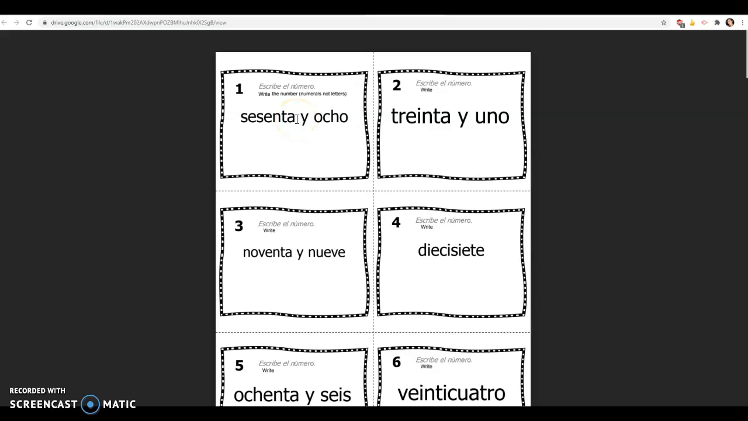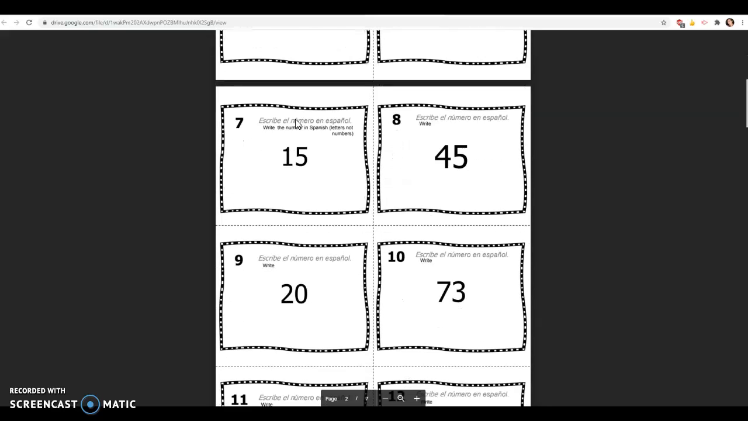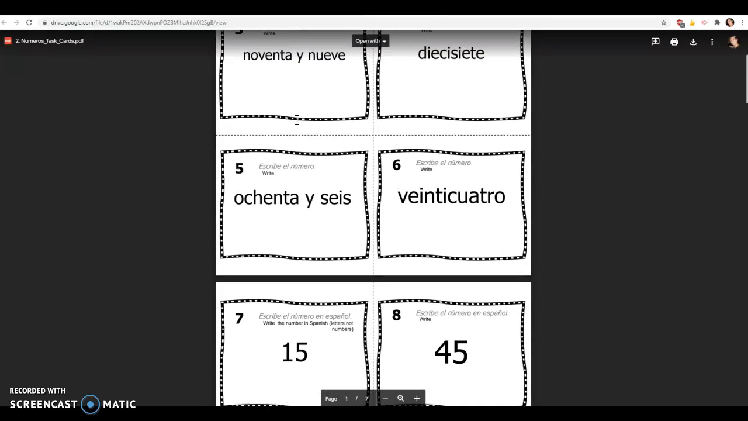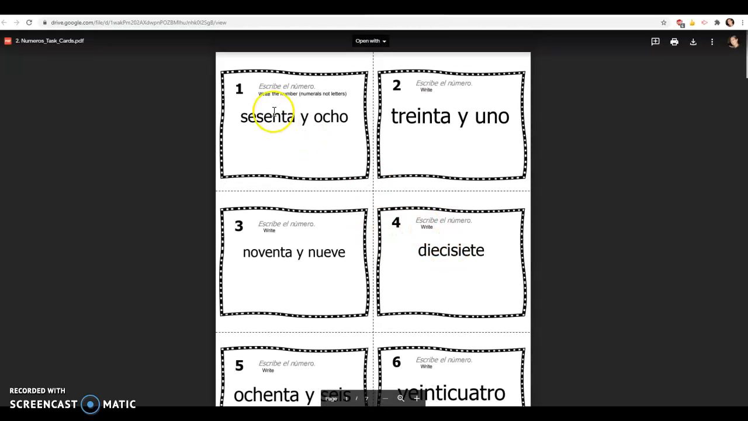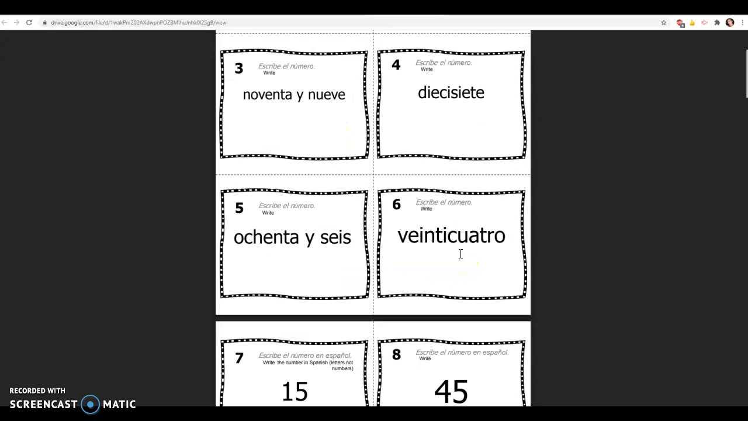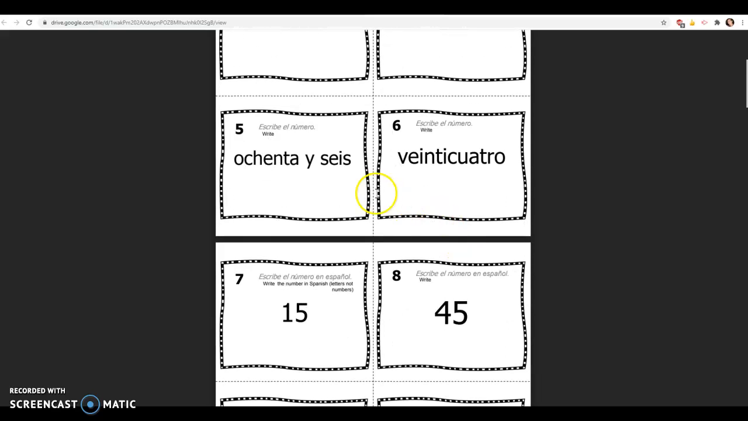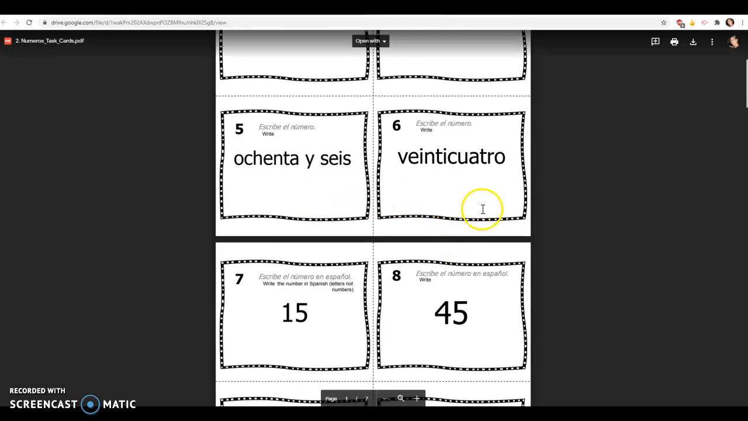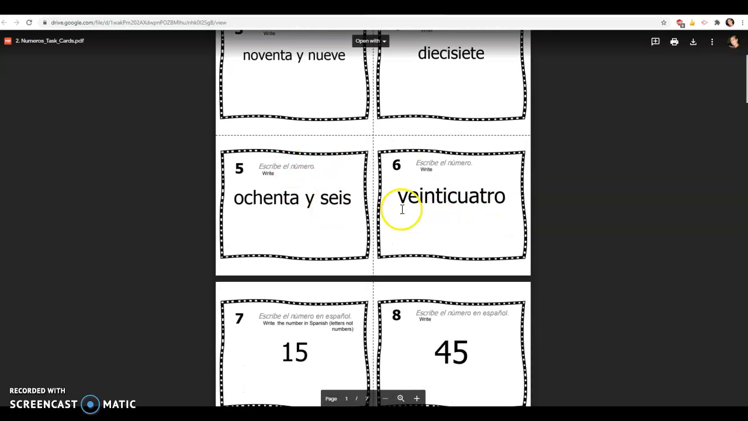So for numbers 1 through 6, you are just writing the numbers, numerals, not letters. So if it said, for example, quince, quince is 15, so you would write 1, 5. It doesn't, so don't write that. The next one, same. So 1 through 6, you're writing the numerals and not letters. So figure out what number that is.